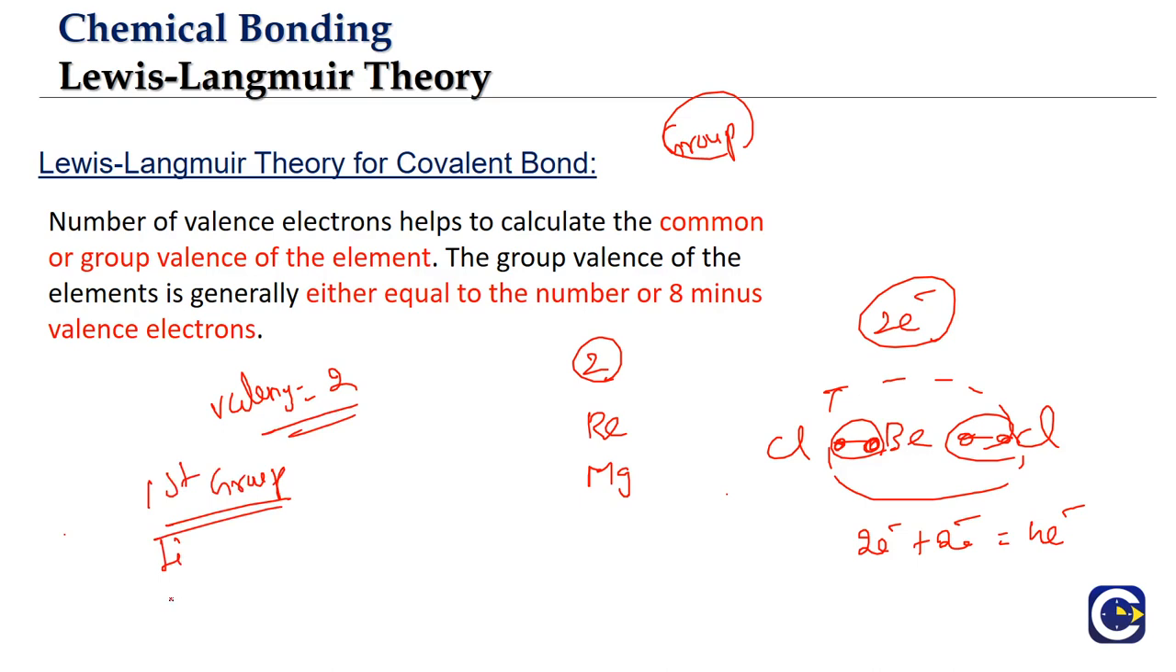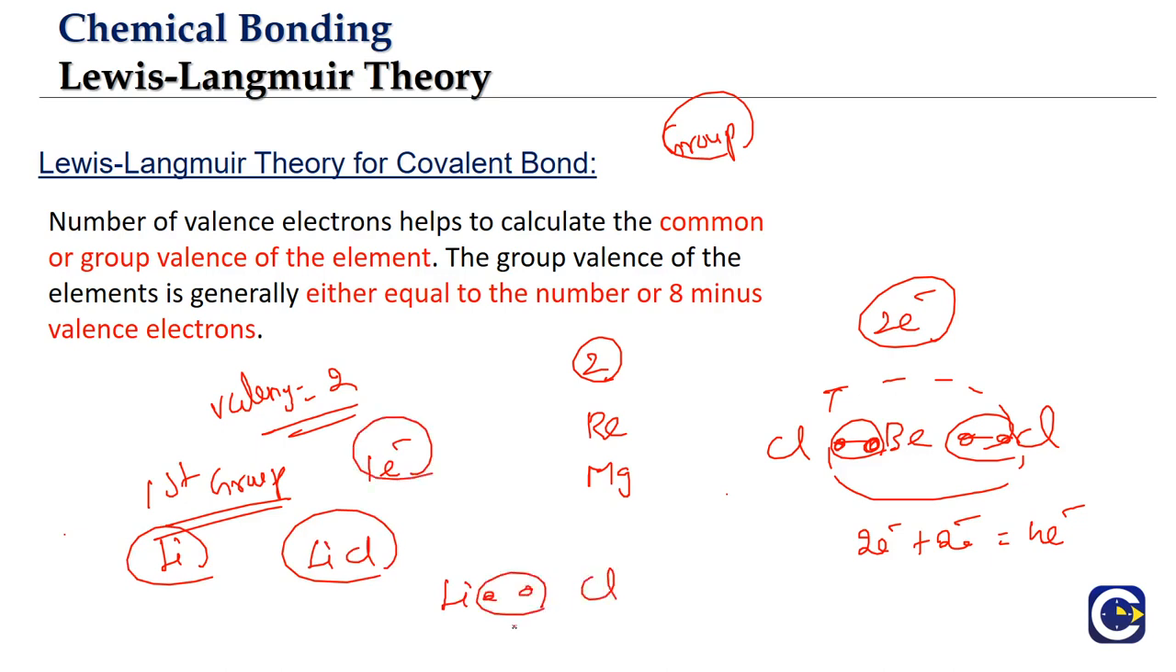Lithium, sodium, potassium, rubidium, cesium, and then francium. Okay, so we have lithium. So lithium chloride, imagine. Lithium has only one electron in the valence shell. It is just going to form one bond with chlorine. That's it. Now what will be the valency in this case?